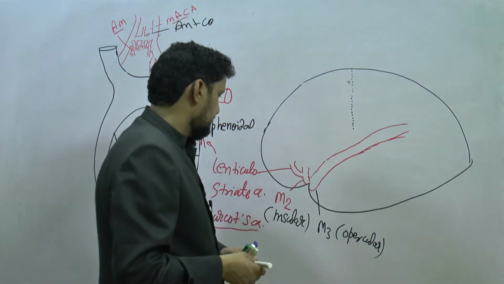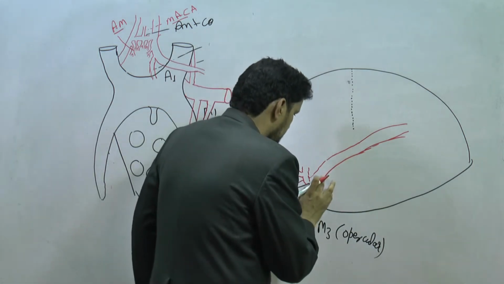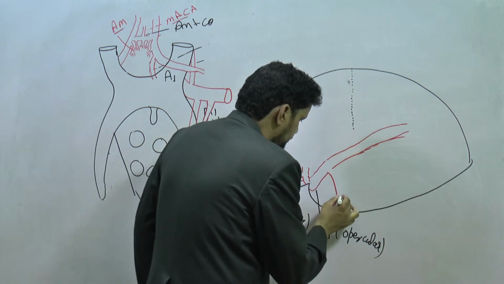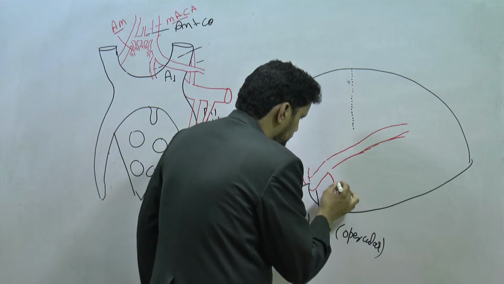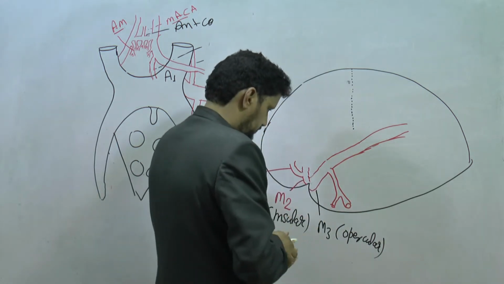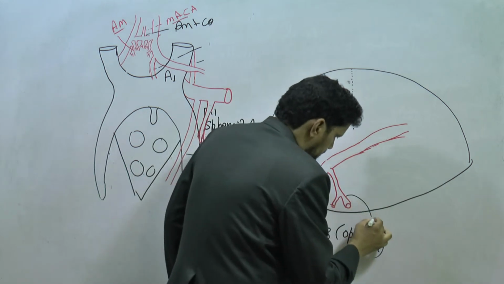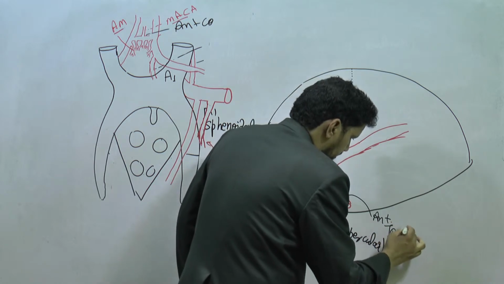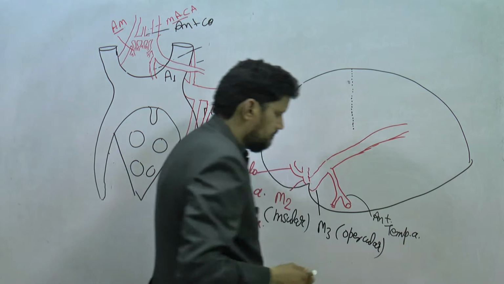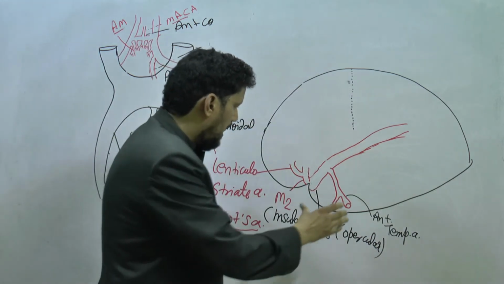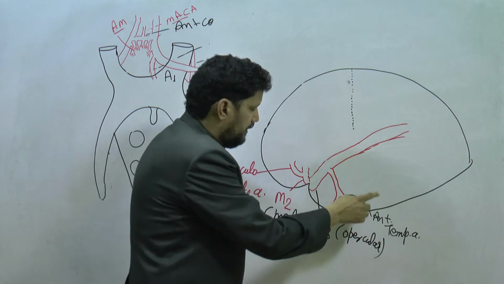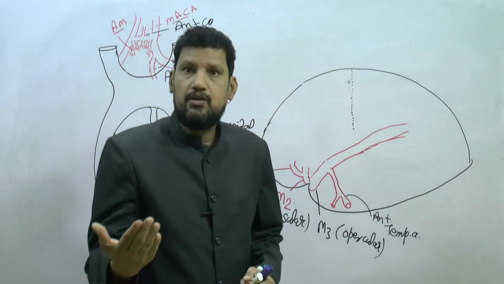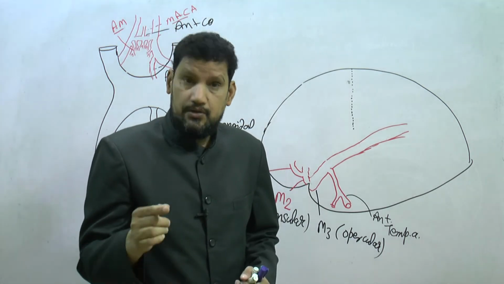Now the cortical branches. The anterior temporal artery. This artery is supplying blood to the anterior part of the outer surface of the temporal lobe.